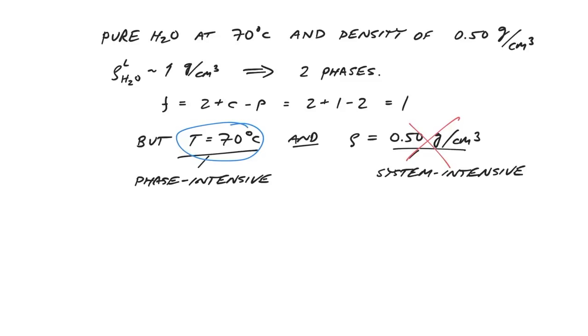By specifying temperature, we have already defined the thermodynamic state of both phases. The density is irrelevant information because it only affects the relative amount of the water and steam. We could equally have specified a density of 0.9 or 0.1 gram per centimeter cubed, and we'd be talking about exactly the same intensive thermodynamic state.